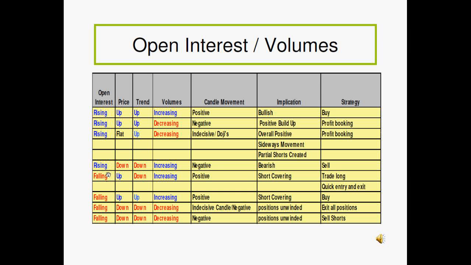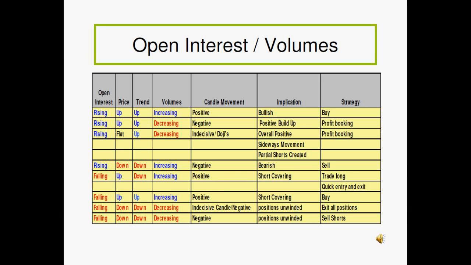Now, third, open interest is rising, price has moved down, trend is down, volume increased, negative candle, bearish, sell. So falling, now open interest falling, price has moved up, trend is down, volumes increased, then there is a positive candle, short covering. It's a contrarian buy kind of a scenario. It's a short covering, contrarian buy, because open interest is falling, short covering.